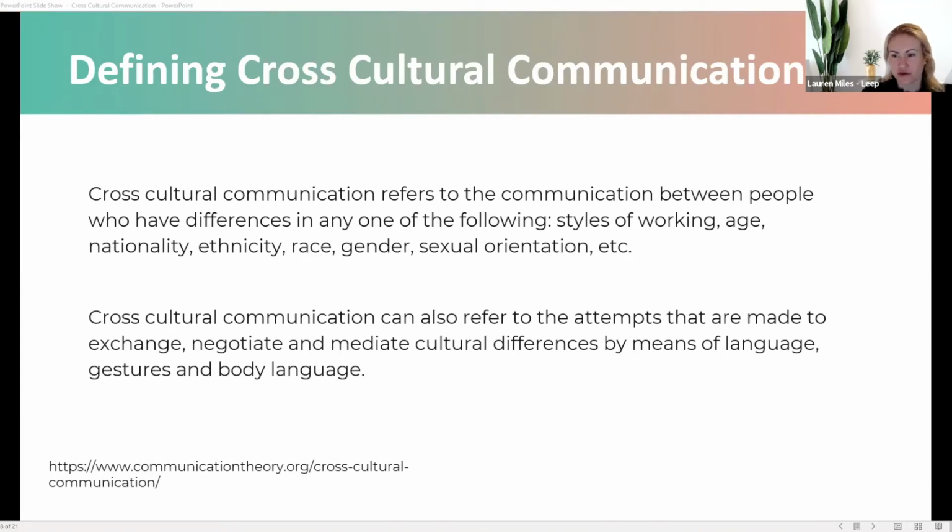Often when we think of cross-cultural communication, we think of those non-verbal cues, like eye contact or distance between people. This can be body language and gestures and ways that we try and communicate in non-verbal ways as well.